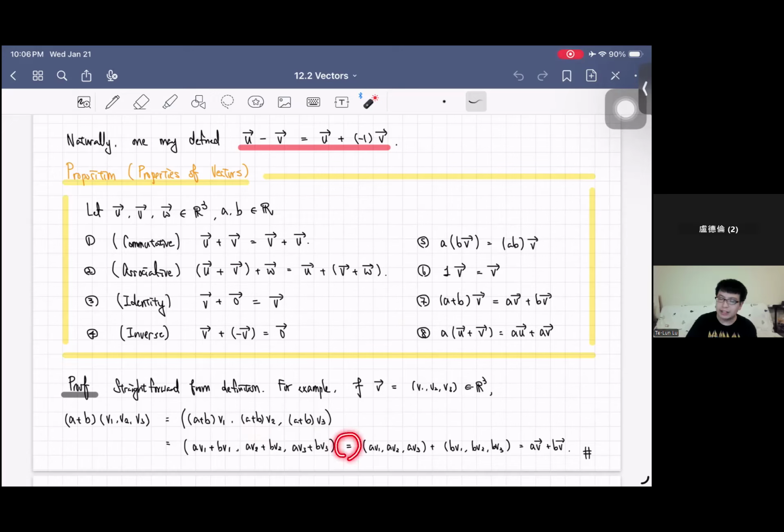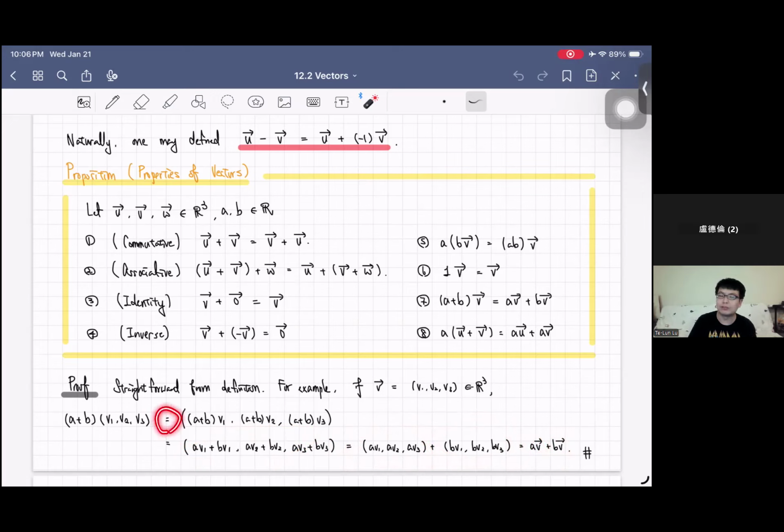Now, by the definition of vector addition, this is equal to this, right? Because vector addition is simply summing up each entry, entry-wise. And then lastly, by definition of the scalar multiplication, this guy is av and this guy is bv, right? So you see that there is a little bit of nuance here.